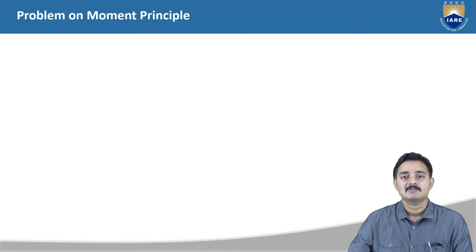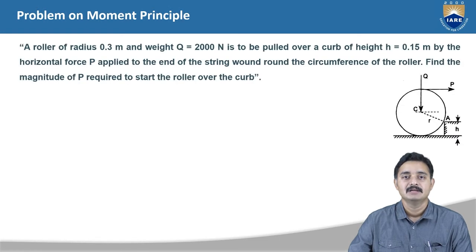Let us solve another problem on moment principle. The problem given is a roller of radius 0.3 meters and weight Q is equal to 2000 newtons is to be pulled over a curve of height h is equal to 0.15 meters by the horizontal force P applied to the end of the string wound round the circumference of the roller. Find the magnitude of P required to start the roller over the curve.